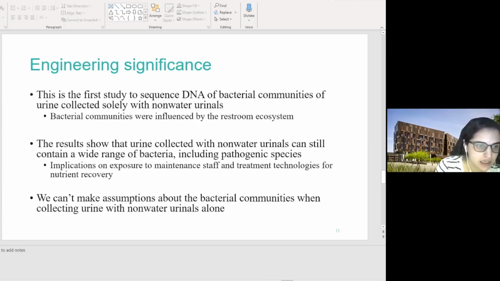The results show that urine collected with non-water urinals can still contain a wide range of bacteria, including some pathogenic species. This has implications on the exposure to the maintenance staff that is handling the urine and the treatment technologies used for nutrient recovery, especially if we're adding acid at the urinal and collecting the urine as an acidified urine source. And so finally, we can't make assumptions about the bacterial communities when collecting urine with non-water urinals alone.